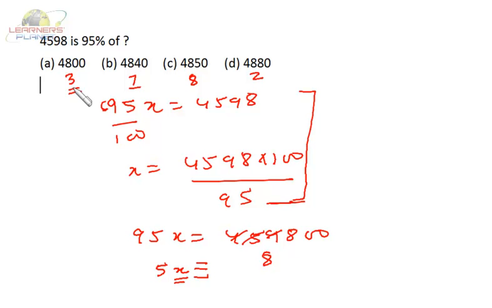Now suppose I take the option first, that is 4800. The digital root of this is 3. So 5 into 3, 15. So we'll be getting the digital root of left hand side as 6, but we want it to be 8. So this is not the correct choice. Now let's see over here. The digital root of 4840 is 7. So let's multiply. 5 into 7 will be getting 35. That means sum of the digits is 8. So definitely 4840 is the correct choice, since we are getting the same digital roots both the side. I hope you are clear.